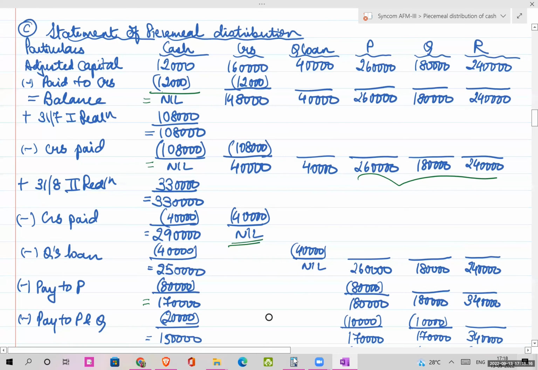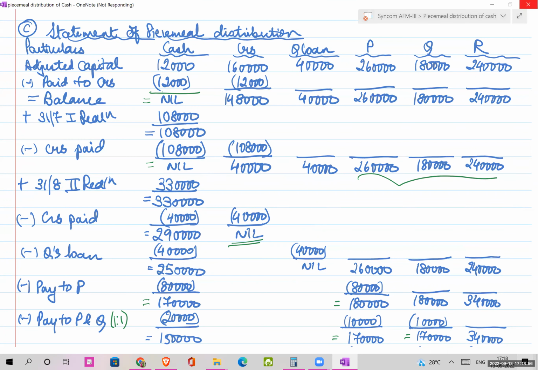Okay, then what does my order of payment say? What does 3B say? Pay to P and Q 20,000. Okay, in which ratio? 1:1 ratio. Okay, 10 and 10, right? So see, like this you have to keep doing it. What I mean to say is from 2,60,000, 80 went, 1,80,000; from 1,80,000, 10 went, 1,70,000; and here also 1,70,000, equal. I am strictly going as per the step.